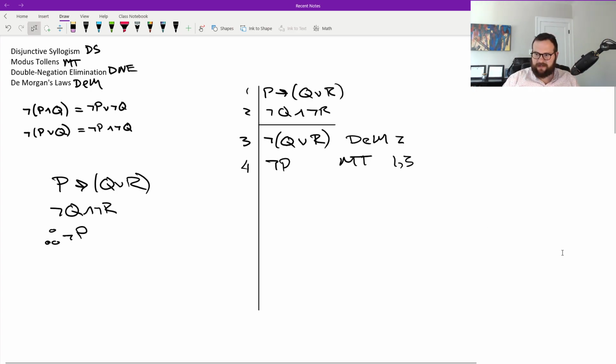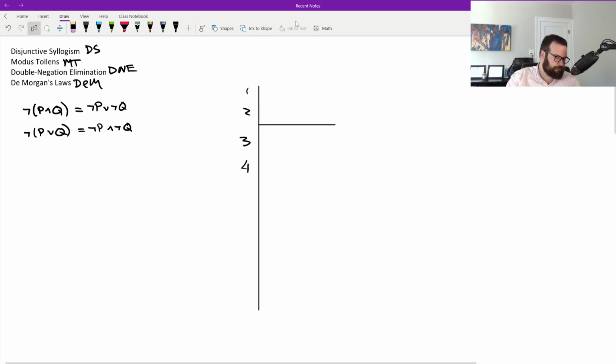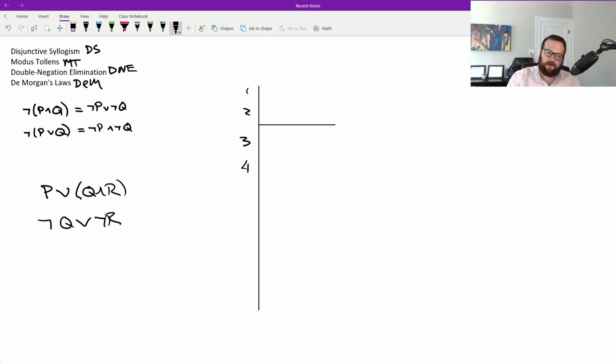So let's move on to another example. Suppose we know P or Q and R. Not Q or not R. And we want to prove P. This is going to be similar, except now we have a disjunction in premise 1 instead of a conditional. Not Q or not R.